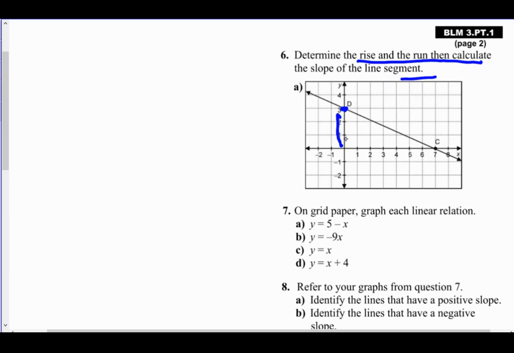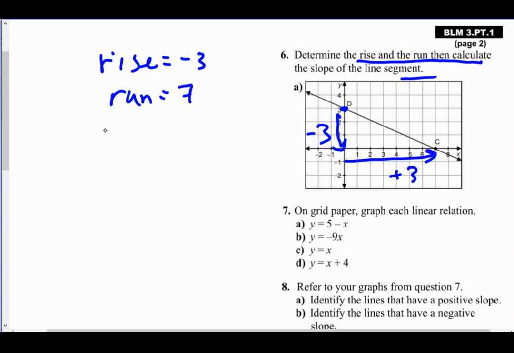So it's going down 3, and we remember that's always a negative when we go down. To the right is +7. Turn the rise and run. Okay, so for 6, we'd say the rise is -3. The run is 7. So the slope is -3 over 7. And Jacob is on it, right?